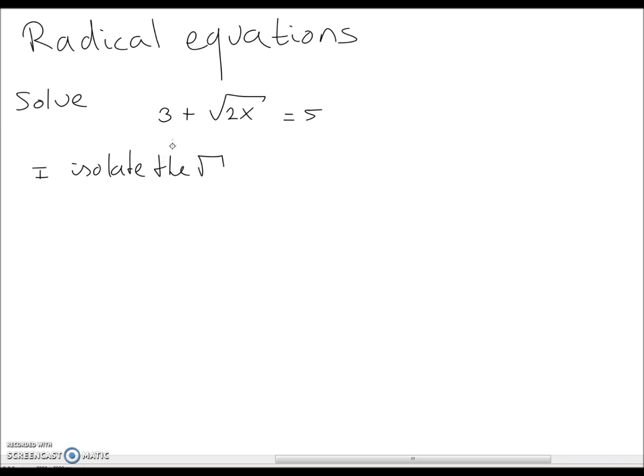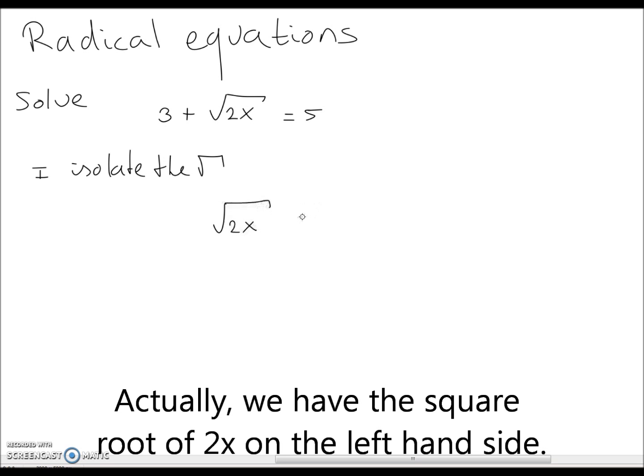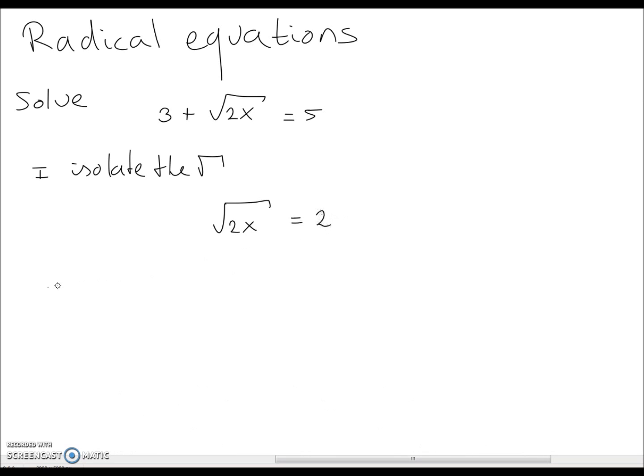We can do this by subtracting 3 from both sides of the equation, and then we have 2x on the left hand side and 5 minus 3, or 2, on the right hand side. Now we can square the equation. When we square the equation, we mean that we square both sides of the equation, and when we square the square root of 2x, we just get 2x. If we square 2, we get 4.